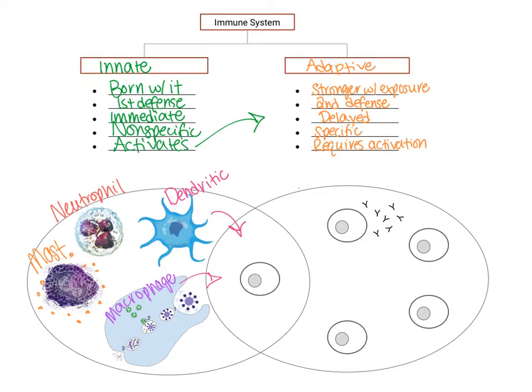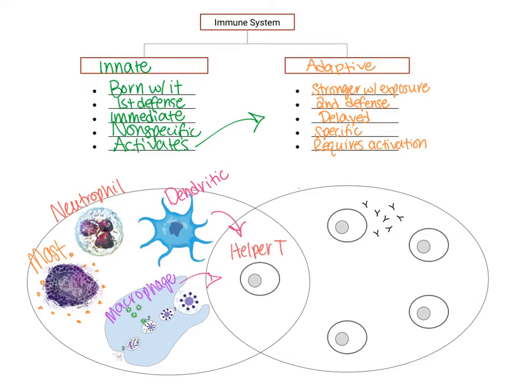The adaptive immune response is the second line of defense. And it also has a delayed response. The adaptive immune response is very specific, meaning it develops a response according to every specific pathogen that you might be exposed to. And last but not least, the adaptive immune response requires activation. We'll talk about that process coming up.